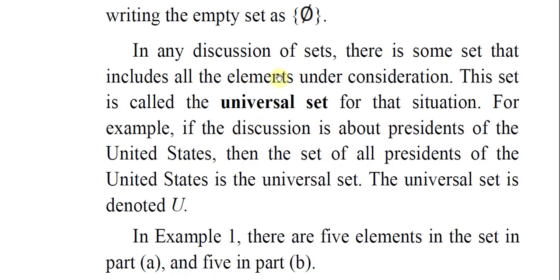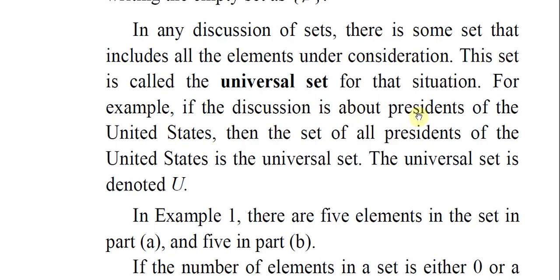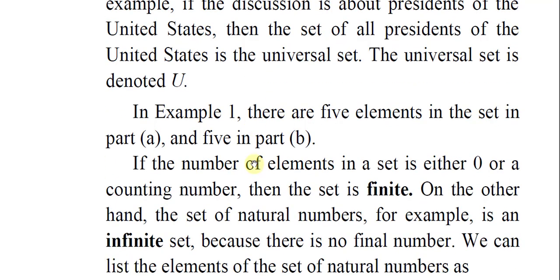In any discussion of sets, there is some set that includes all the elements under consideration. This set is called the universal set for this discussion. For example, if the discussion is about presidents of the United States, then the set of all presidents of the United States is the universal set. For example, in example 1, there are 5 elements in the set in part A and 5 in part B.